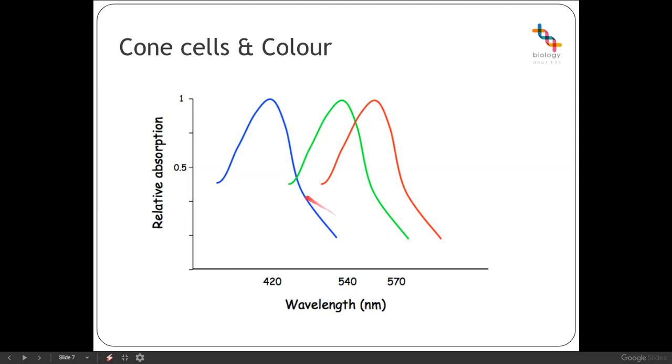So we have one photoreceptor molecule which is able to absorb blue, one for green, and one for red. Each individual cone cell only contains one type of photoreceptor molecule, so when that is activated by its particular colour of light, that sets off the same process as what we've just seen in rod cells, but it allows us to detect these individual colours.